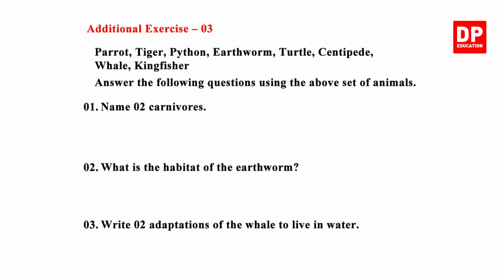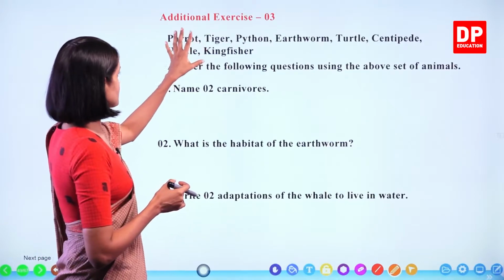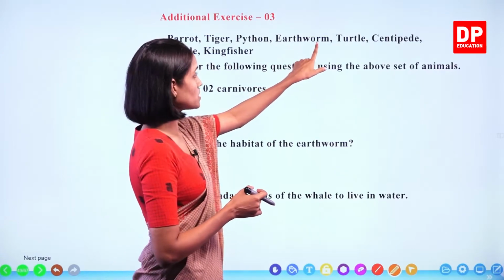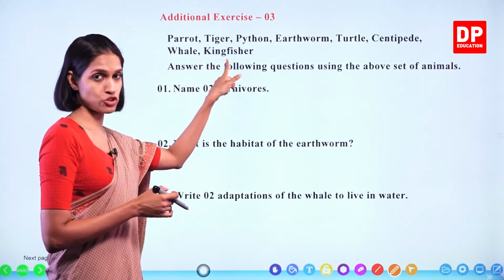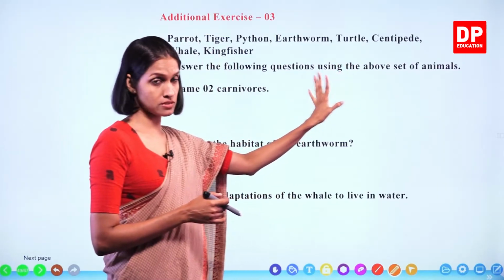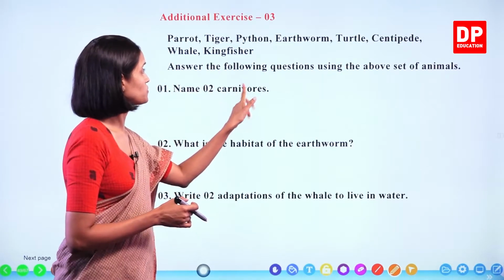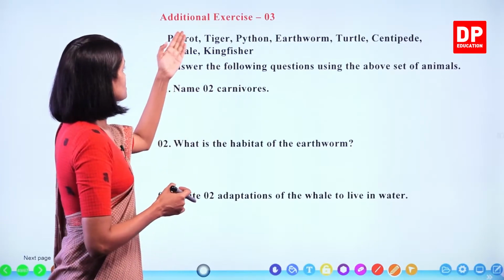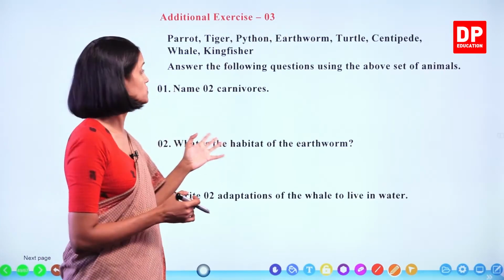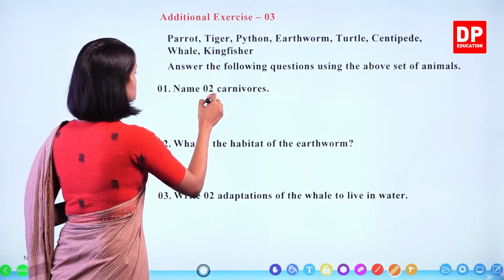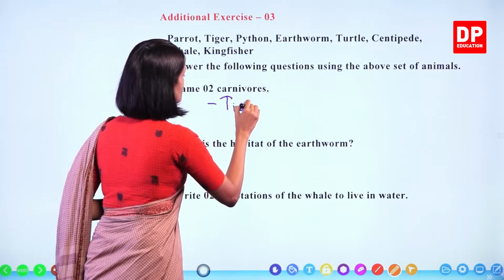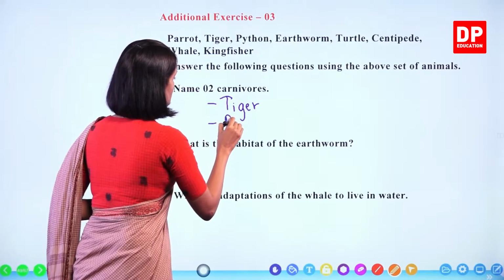Right. Exercise number 3. A set of animals is given here: parrot, tiger, python, earthworm, turtle, centipede, whale, kingfisher. Right? Answer the following questions using the above set of animals. Name 2 carnivores. You can write many. Here, tiger, python, centipede, they all are carnivores. Okay? Let's write 2 carnivores. Therefore, we'll write 2: tiger, python.